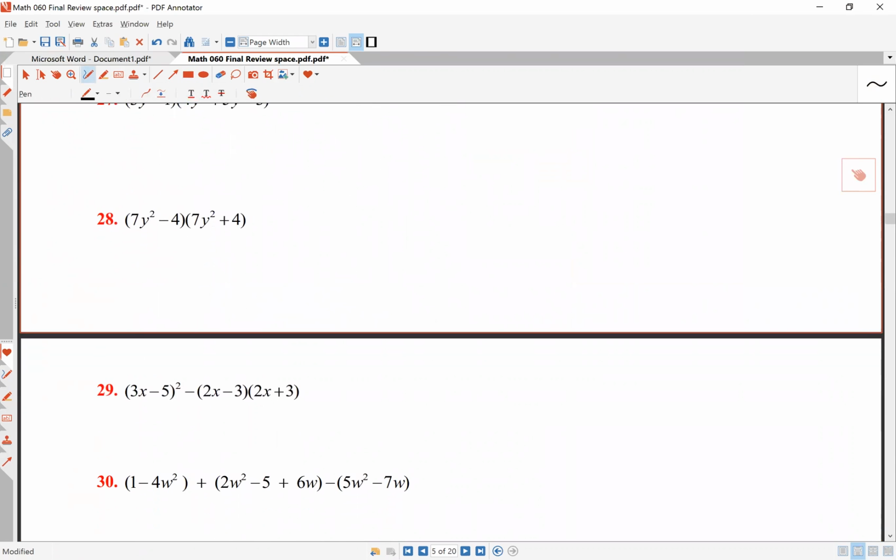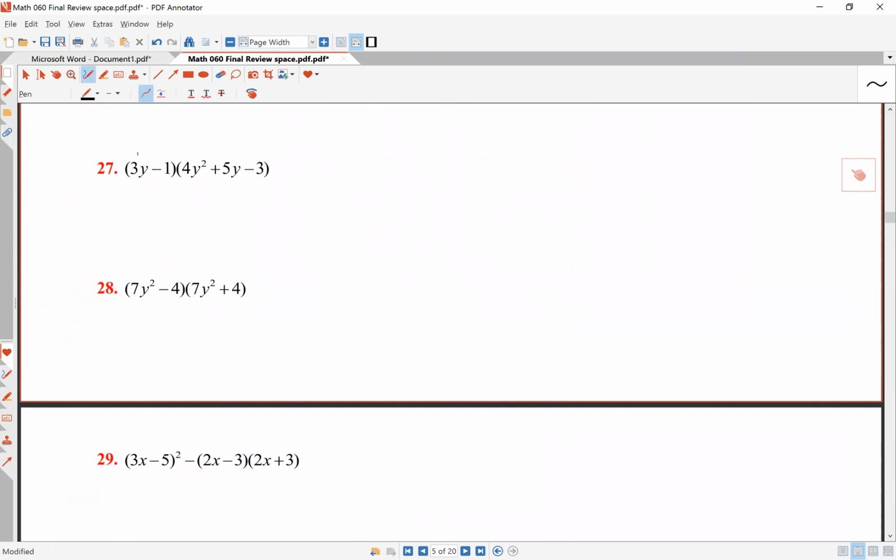'27. Distribute the 3y. That gives us 12y cubed. 3y times 5y is 15y squared. 3y times negative 3 is negative 9y. Negative 4y squared. Negative 5y. And positive 3.